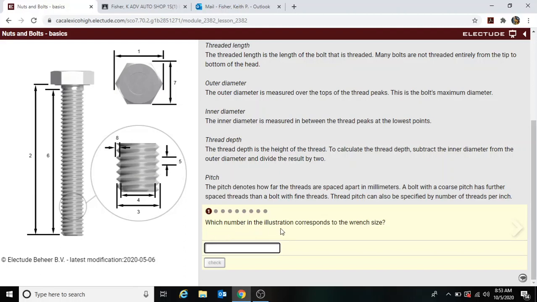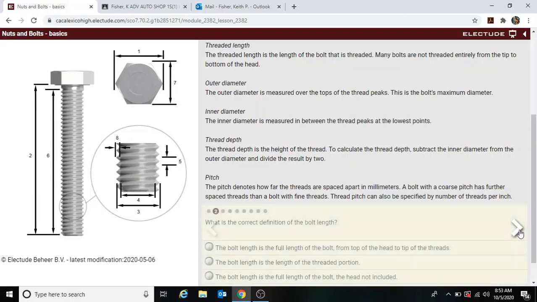So which number in the illustration corresponds to the wrench size? So if you had a wrench, where would it go? Well, it's going to go from this flat side to this flat side. So you're going to look at 7 as your answer. Okay, so what is the correct definition of the bolt length? The bolt length is the full length of the bolt, the head not included.